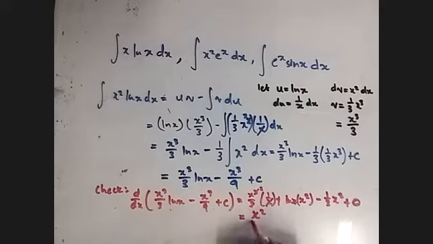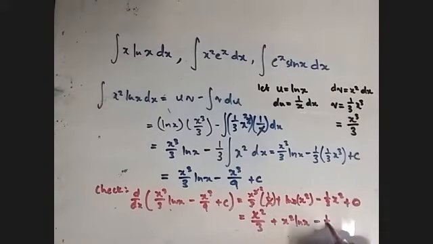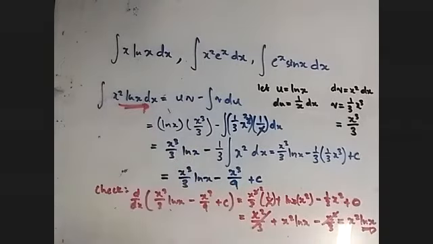Okay, let me write it as x squared over 3 plus x squared ln x minus x squared over 3. And as you can see, this and that will give us 0. And our final answer becomes x squared. Okay, I hope you guys get it. I hope now we have built our confidence when it comes to integration by parts.